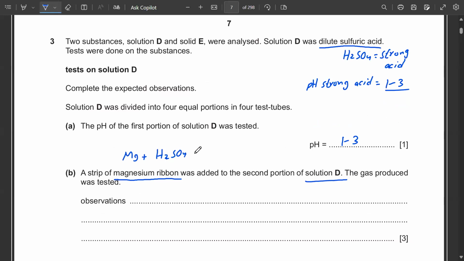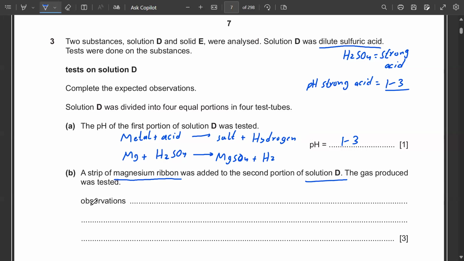So for this purpose, we should know the background of this reaction. Whenever a metal reacts with an acid, it produces salt plus hydrogen gas. So we will write the symbolic equation over here. Now that will give us magnesium sulfate plus hydrogen gas. Now it says the observations.